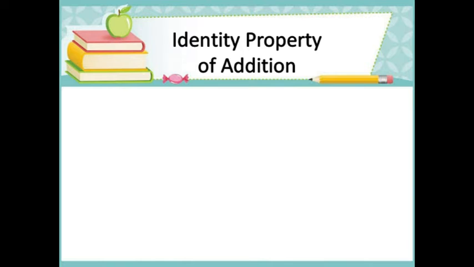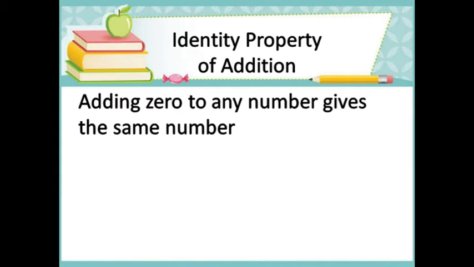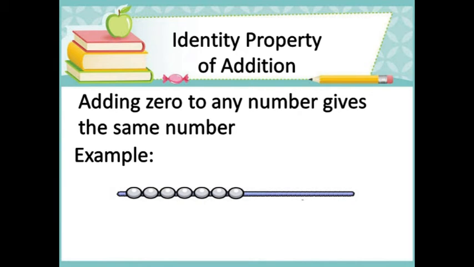Next is the identity property of addition. The identity property of addition is adding 0 to any number gives the same number. So it means that any number that you add 0 to, the answer is the number. Example, I have here 7 plus 0. Let's try to show it with the beads. I have here 7. And in this group, we have no beads because it's 0. So 7 plus 0 is equal to 7. That is how the identity property of addition works. Adding 0 to any number gives the same number, or the answer is the same number.